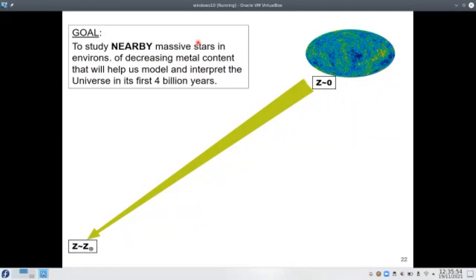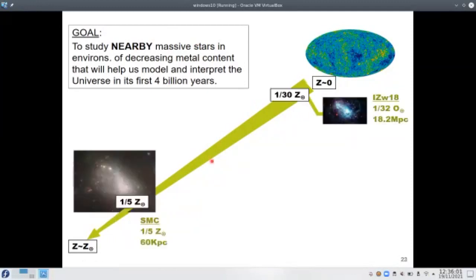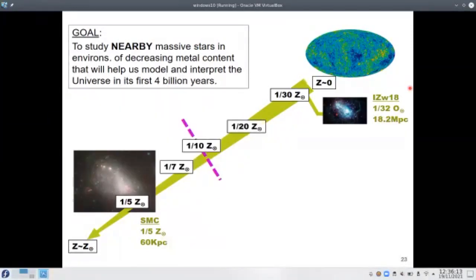So this is another cartoon of the evolution of the universe from very shortly after the Big Bang until the present day, and what we want to do... We have two landmark galaxies, again, the Small Magellanic Cloud. There's another one called 1218, but that one is very far away, and we cannot resolve individual stars over there. And what we want to do is to fill this metallicity ladder with massive stars of decreasing metal content.